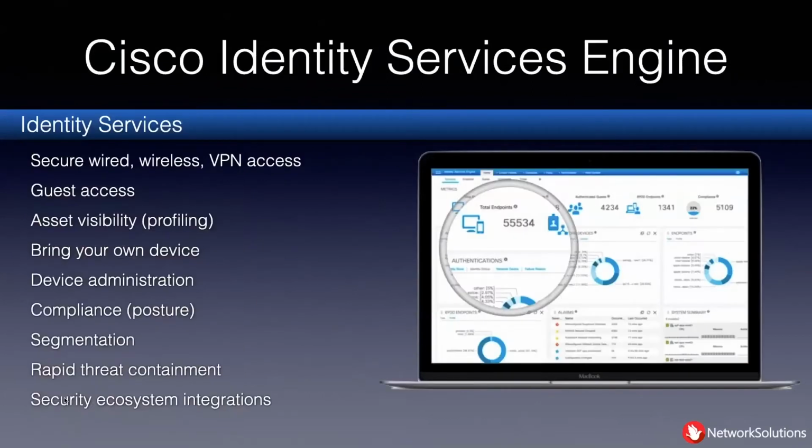Cisco's solution for AAA is Cisco's Identity Services Engine.